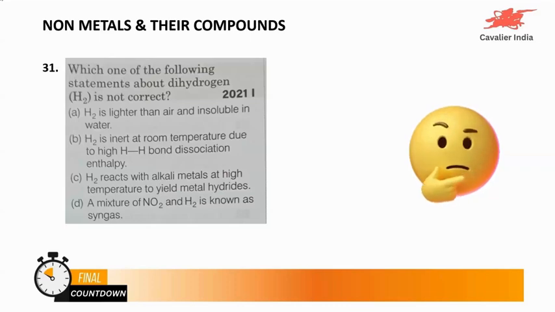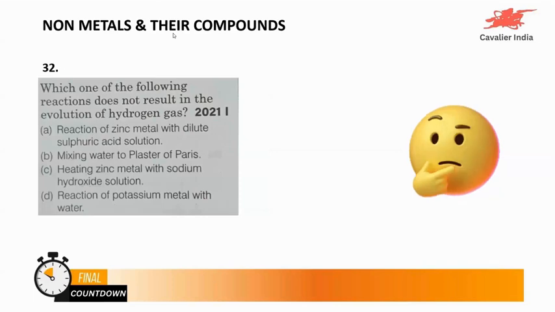Which one of the following statements about dihydrogen is not correct? Just try and answer the question. Yes, you are right. Option D is the right answer because syngas is a mixture of carbon monoxide and hydrogen. Okay.